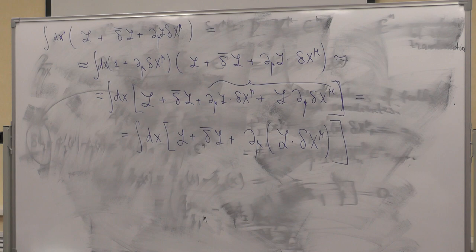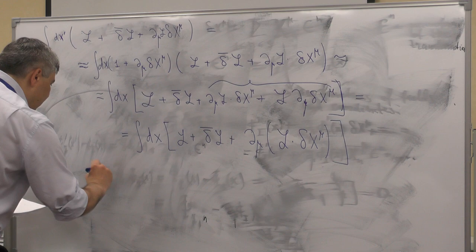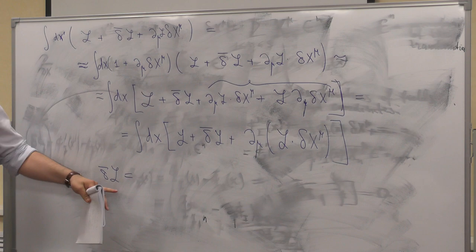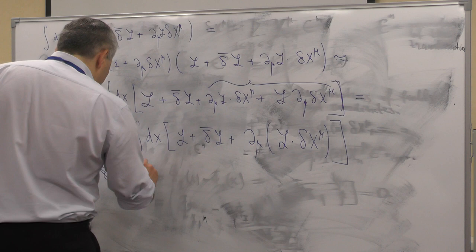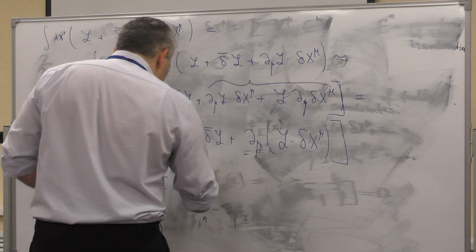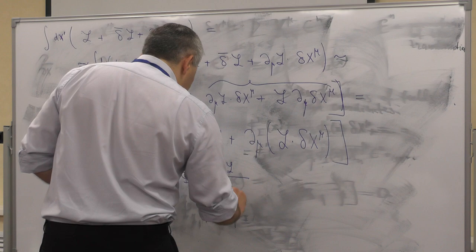And the next step, what I will do, I will compute the variation of the Lagrangian. The variation of the form of the Lagrangian happens because the Lagrangian depends on the fields, and fields change their form. So I can compute this variation as a variation of the composite function. First, I differentiate my Lagrangian with respect to the field, and then I apply the variation of the form to the field.